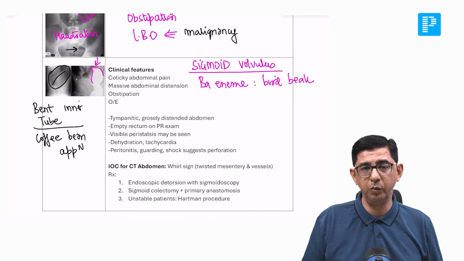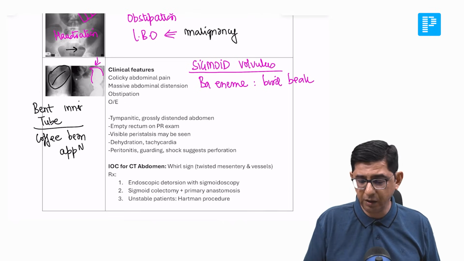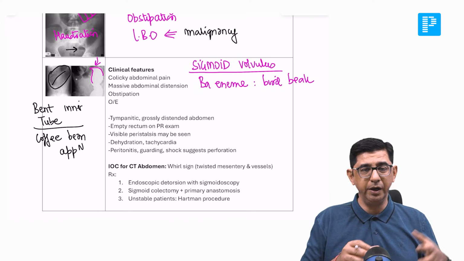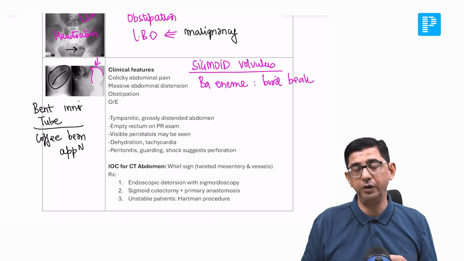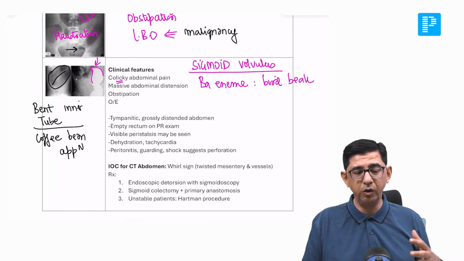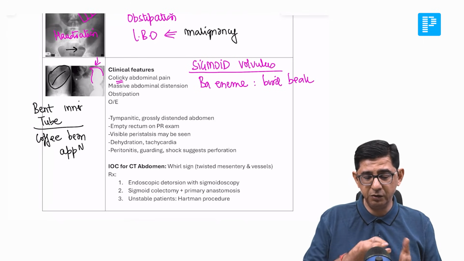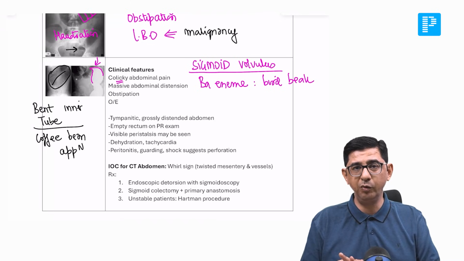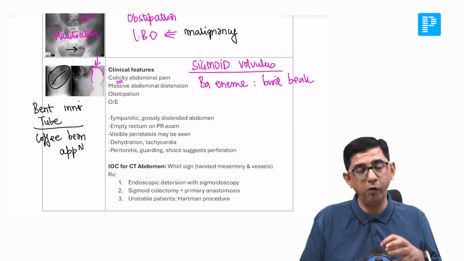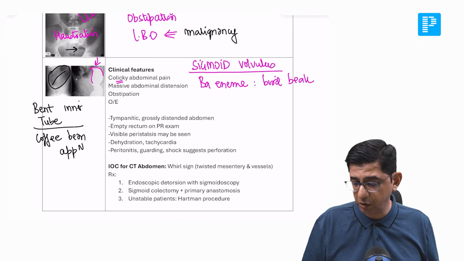Let's just summarize the sigmoid volvulus: severe colicky abdominal pain, because initially when it gets rotated, the proximal part of the intestine will contract with more force to overcome the obstruction. So initially you'll have a lot of pain, and then gradually the intestine will become paralyzed. But the message is that when it rotates on its own axis, it will try to overcome the obstruction, and that's why you get a colicky pain, massive abdominal distension and obstipation.